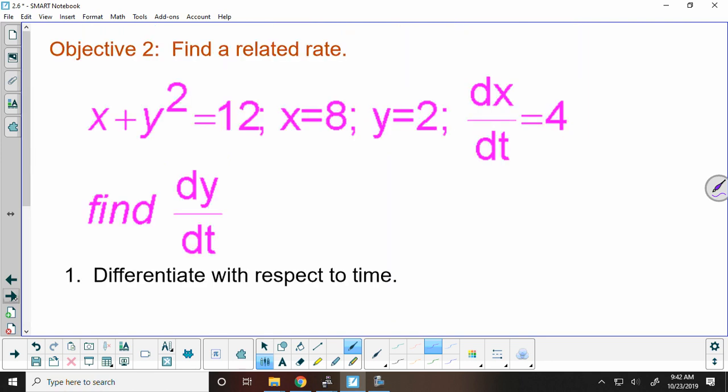All right, so now what we're going to do is take it up one level. We're going to find a related rate. So we've got our equation. We still don't know what it represents.